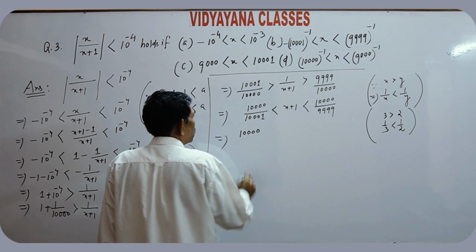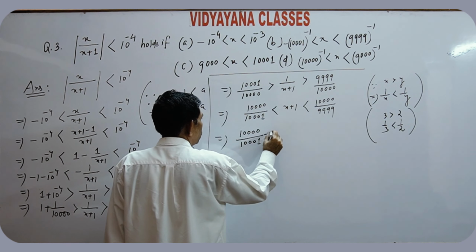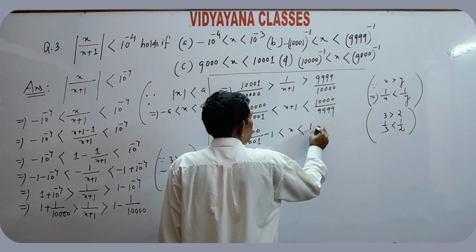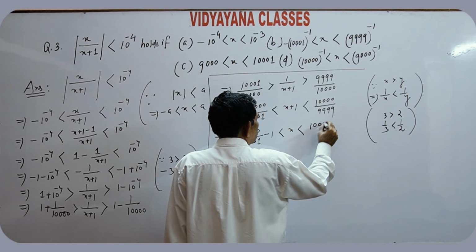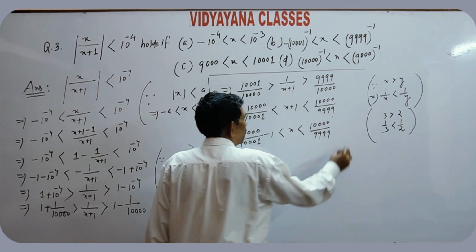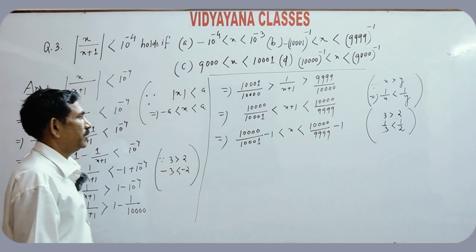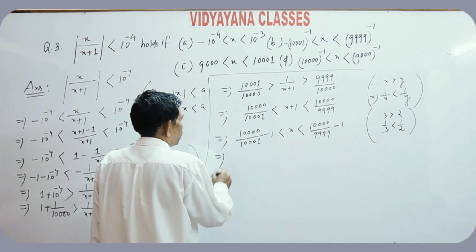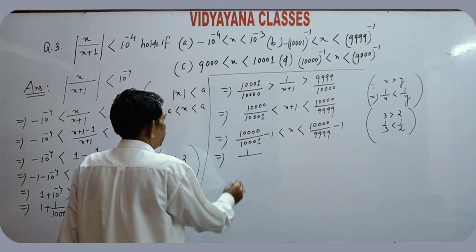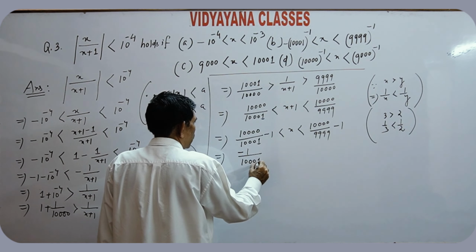10,000 divided by 10,001 minus 1 less than x less than 10,000 divided by 9,999 minus 1. Adding minus 1 everywhere, which gives 1 divided by minus 1 divided by 10,001.